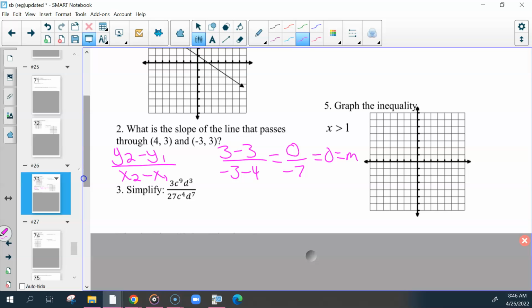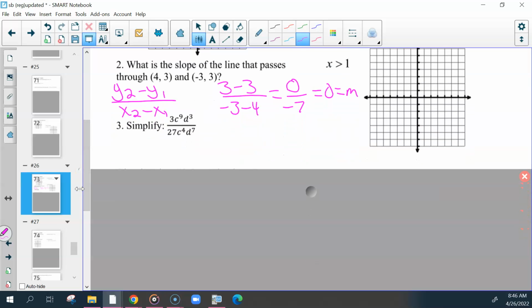For number 3, this is going back to when we were doing exponents. If we are dividing like bases, what are we doing with the exponents? Subtracting, but then we're actually dividing the numbers. 3 over 27 would give us 1/9. C to the 9 over C to the 4th would be C to the 5th. And D to the 3rd over D to the 7th would be D to the 4th. If you separated it and then found the final answer, that was fine too.